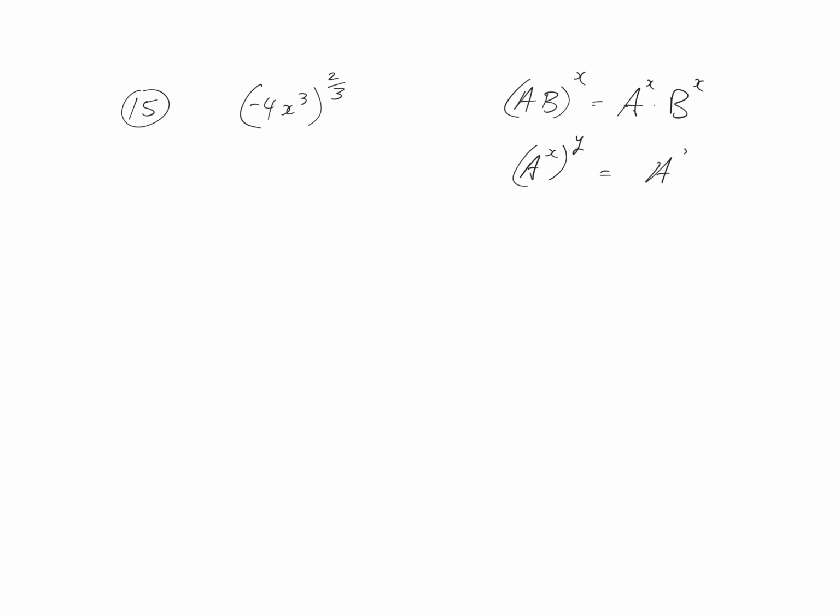Number 15 gives us the following equation: negative 4 x cubed all to the power of 2/3. And for this problem, we need to remember a couple of rules. ab all to the x will become a to the x times b to the x. Also, if we have a to the x and then to the y, this will become a to the x times y. So here we're going to have negative 4 to the 2/3 and x to the 3rd to the 2/3.